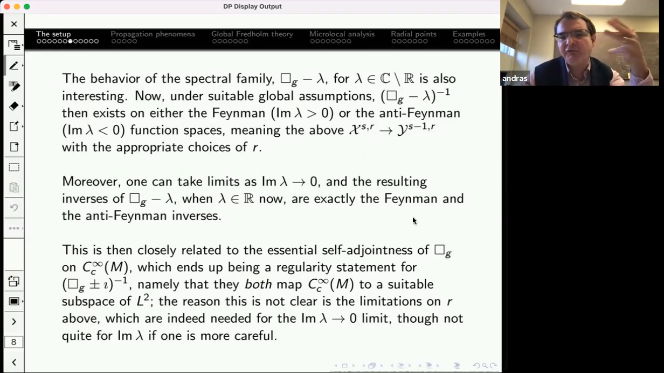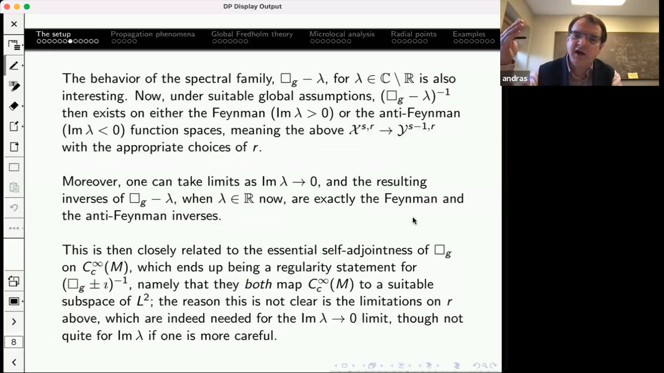is well behaved. So we had these four problems for, say, positive lambda: the retarded, advanced, the Feynman, and the anti-Feynman. But of all these four things, only one will be well behaved, either the Feynman or the anti-Feynman, depending on the sign of the imaginary part of the spectral parameter. That one is actually well behaved. And moreover, if you take limits for either the Feynman or the anti-Feynman, as you let the imaginary part go to 0, you will get the resulting inverses of box minus lambda, where lambda is real, namely the Feynman and the anti-Feynman inverses.